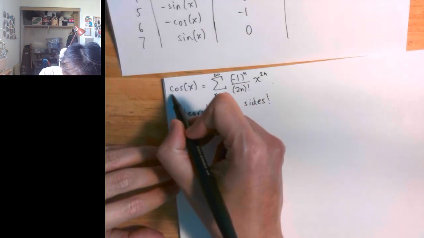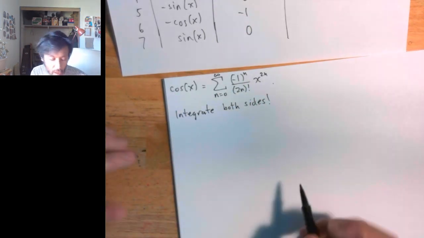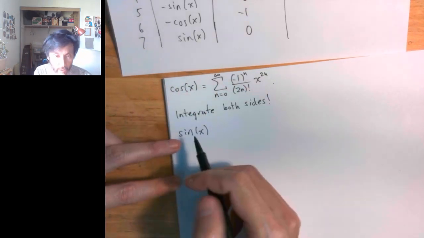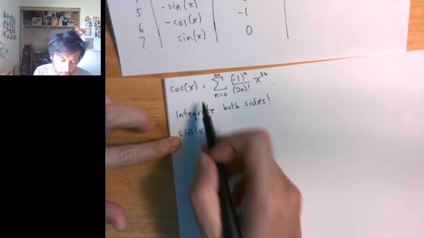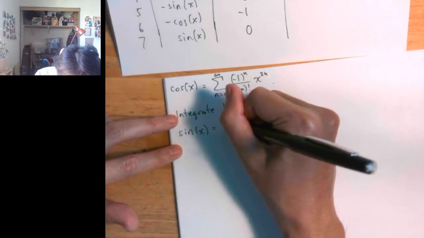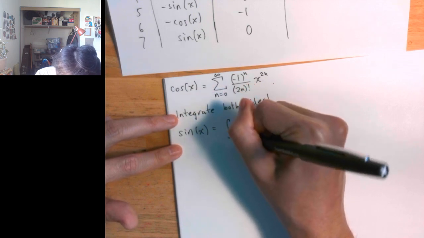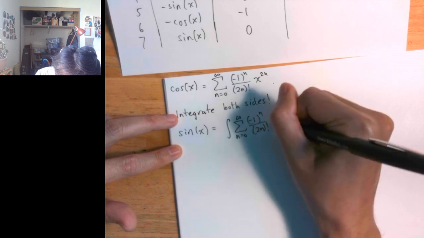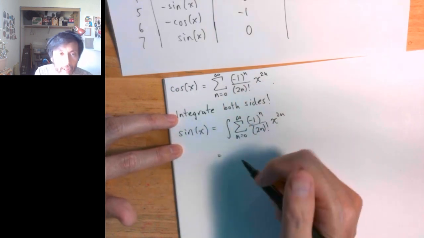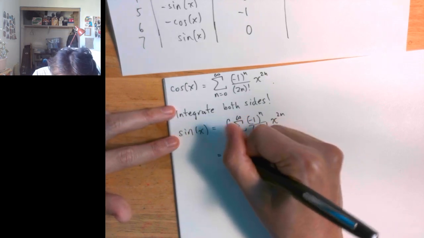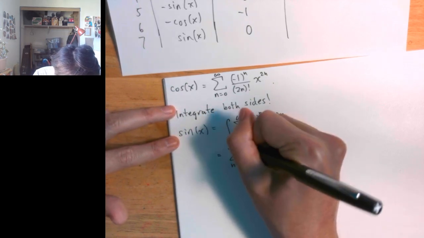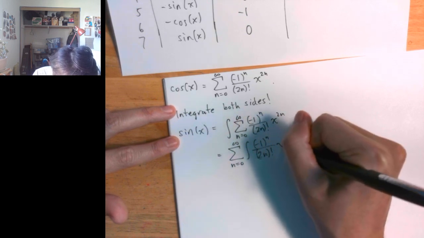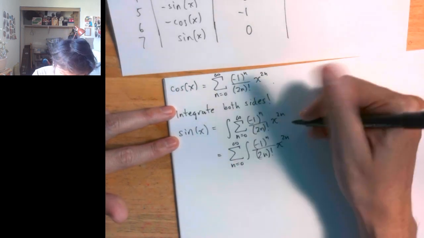If we integrate both sides, what is an antiderivative of cosine of x? Well, of course, that's sine of x. So if we integrate this side, we get sine of x. If we integrate the other side, well, we get the integral of this power series. But we know that integrating a power series is integrating term by term. So this is the same as the sum from n equals 0 to infinity of the integral of negative 1 to the n over 2n factorial times x to the 2n power, right? Oh, sorry, I forgot a dx here.